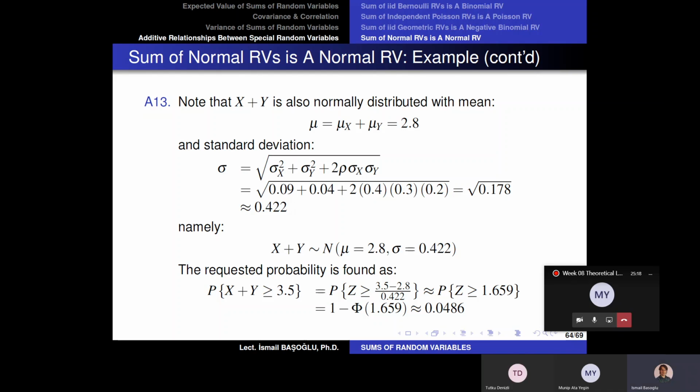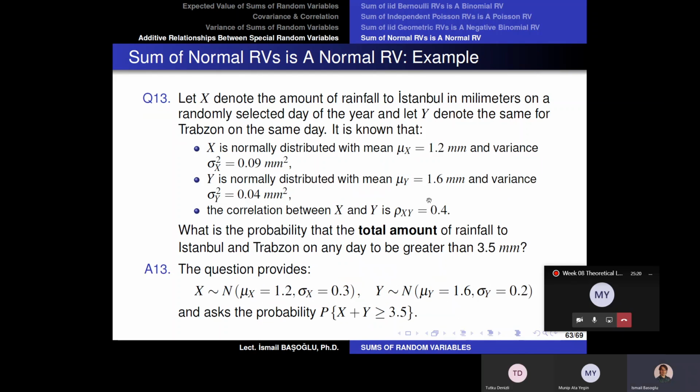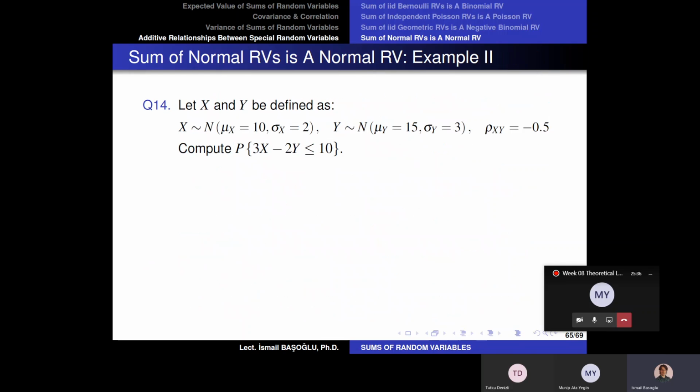My friends, of course, these values are made up values, okay? I mean, I do not really know the expected amount of rainfall in Istanbul and Trabzon at all. These are just made up values. If you intend to check the meteorology sites, you are going to totally see different values than this, okay? Now, let's solve another question.